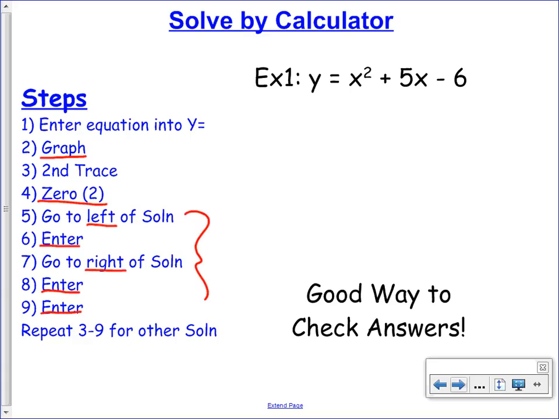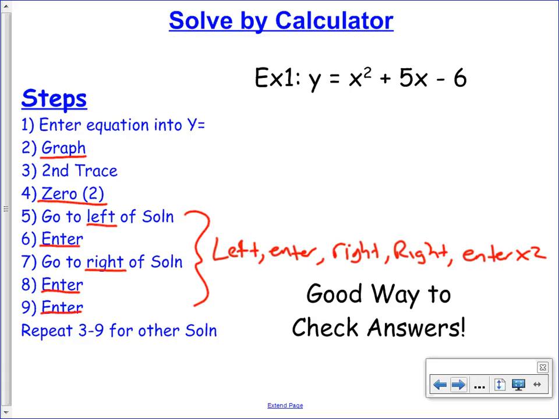So the thing for this is left, enter, right, right, enter, enter. Right? So left, enter, right, right, enter, enter.